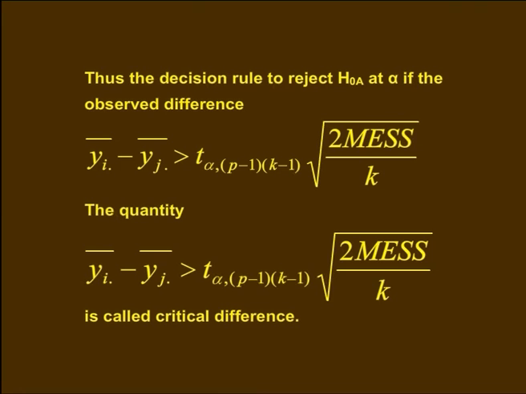Thus, the decision rule is to reject H naught A at alpha if the observed difference y bar i dot minus y bar j dot is greater than t alpha, p minus 1 k minus 1, into square root of 2 times mean error sum of squares divided by k. The quantity t alpha, p minus 1 k minus 1, into square root of 2 times mean error sum of squares by k is called the critical difference.